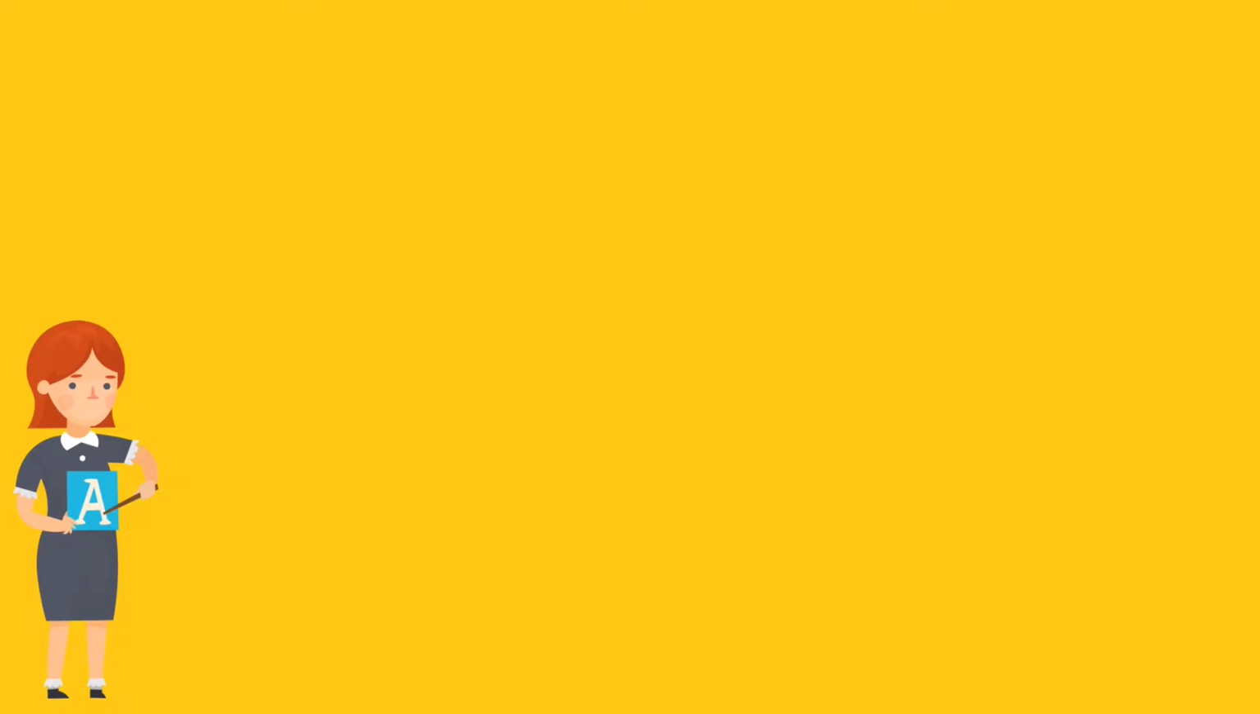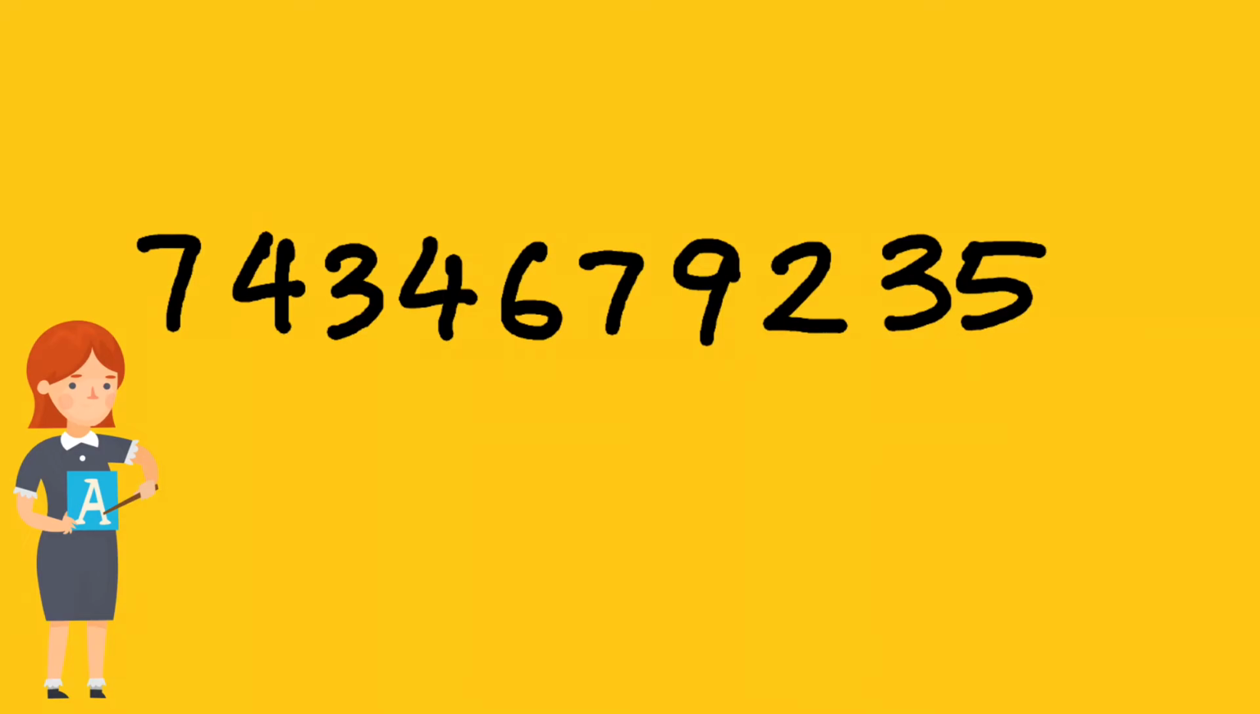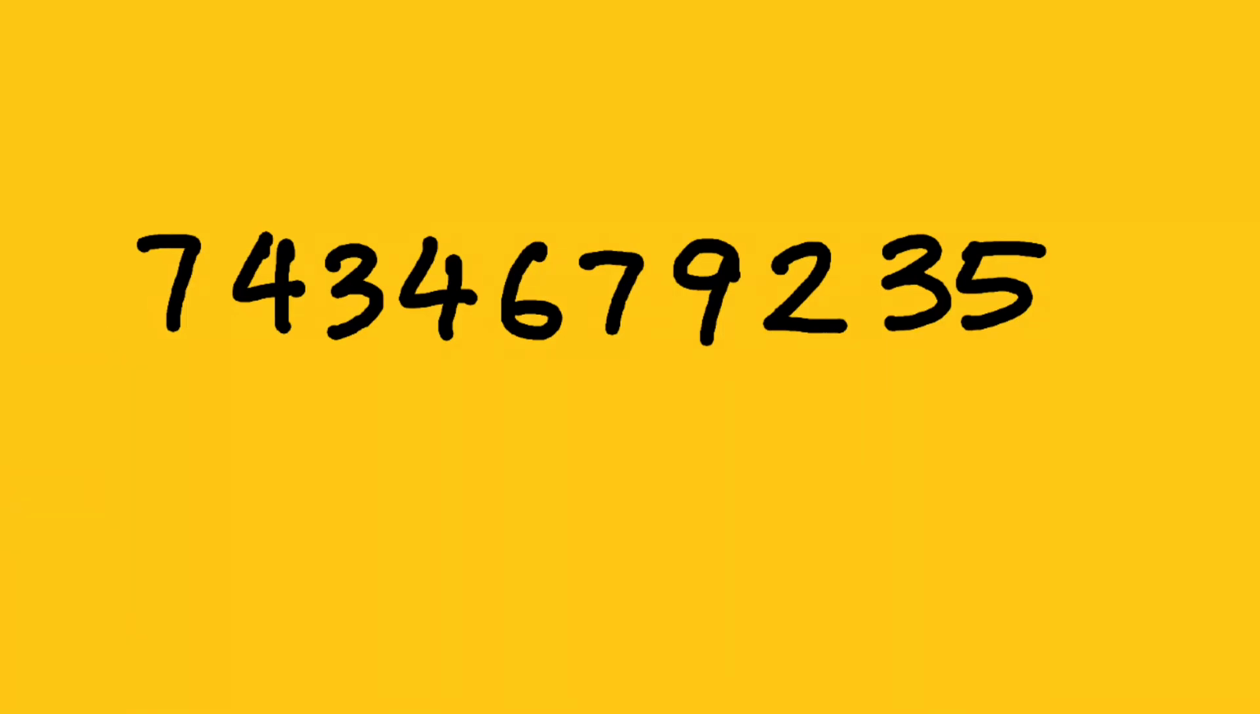I've written 10 digits as follows: 7, 4, 3, 4, 6, 7, 9, 2, 3, and 5. Can you read this number without using the TMB method? If you can't, don't worry. Let's see how to read the number using the TMB method. First, we need to separate the numbers using commas. So starting from the end, let's put a comma after every 3 digits.